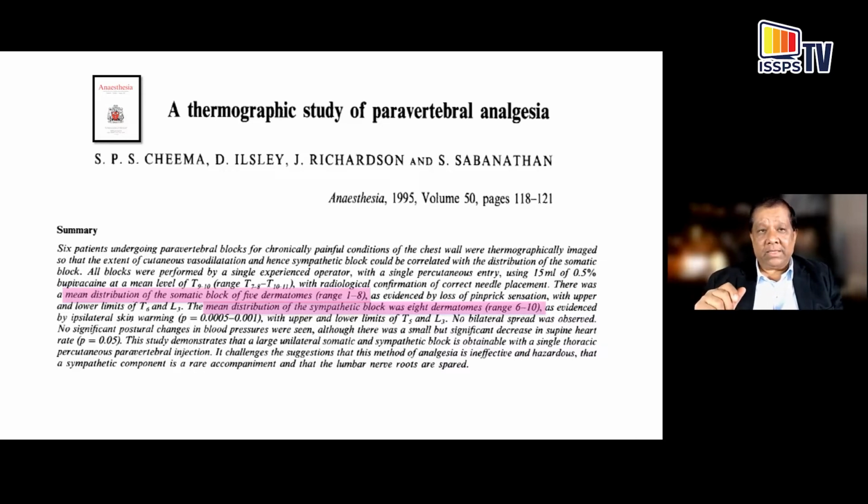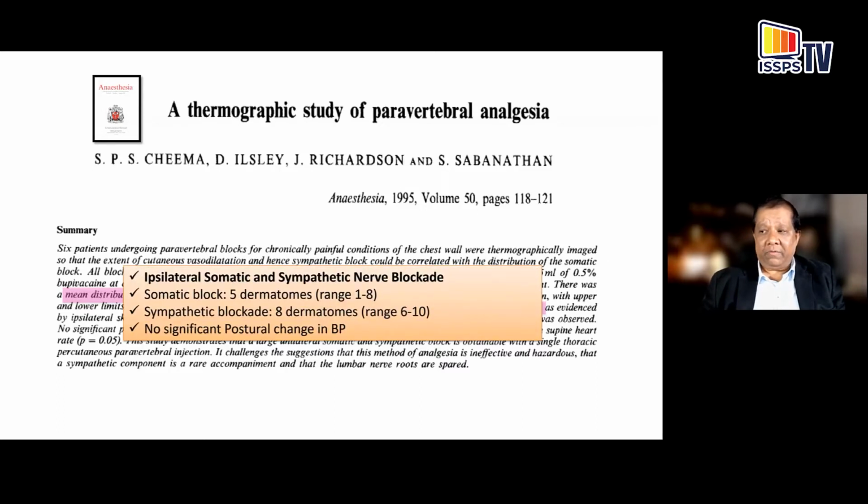As Dr. Chima demonstrated many years ago, and many of our work also shows, when you perform a single level injection, say something like 20-25 cc's of local anesthetic like bupivacaine or ropivacaine 0.5%, you'll get ipsilateral dermatomal spread of about 4 to 5 dermatomes. However, the range is more important. You'll see here that it ranges from 1 to 8.